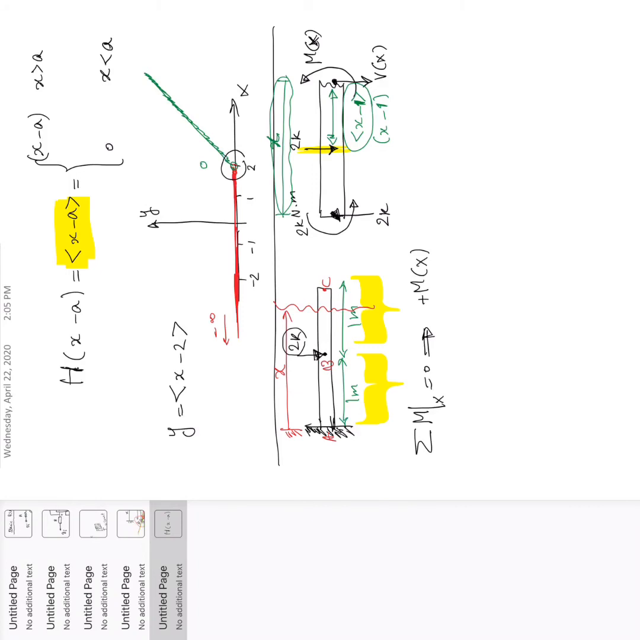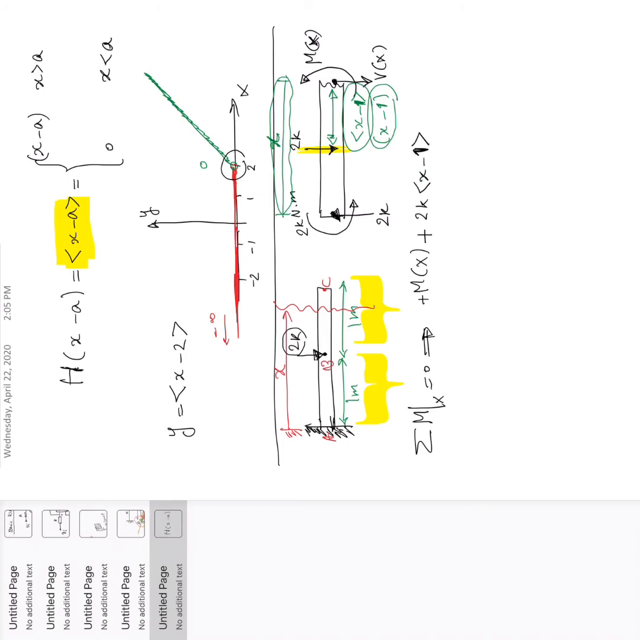If I put parentheses, the one on the bottom, it doesn't go to 0. You can easily see that it becomes 2K times parentheses X minus 1, and when your X is less than 1, you get a negative moment contributed from 2K, which is not physical, right? So in order to add the contribution of the 2K force right here, I say Mx plus 2K times the moment arm, which is Heaviside X minus 1.